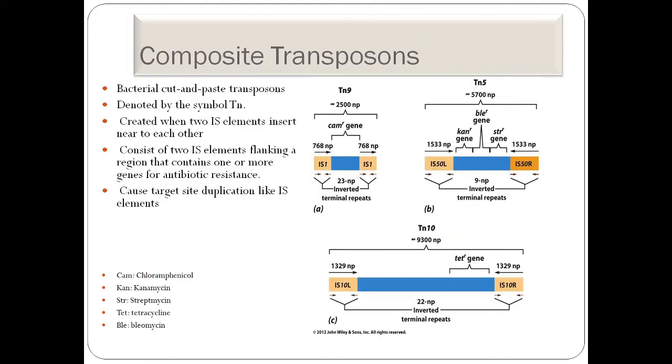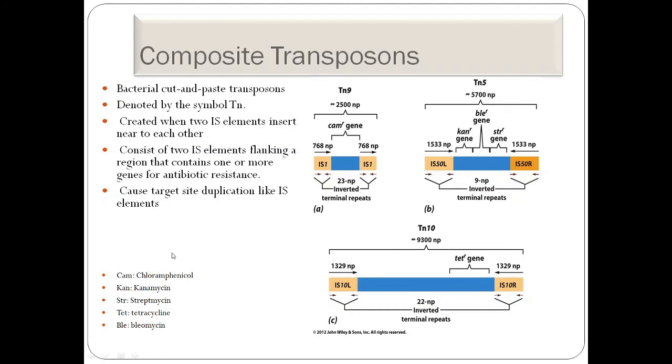Now next we are going to learn composite transposomes. Composite transposomes are also found in bacteria, move by cut and paste mechanism, and are denoted by the symbol Tn. You can see here Tn. These are created when two insertion elements are present near to each other. Always keep in mind, in composite transposomes, when two insertion elements are present near to each other, they have the capacity to move any antibiotic resistance gene. You can see here Tn9. Tn9 means what?